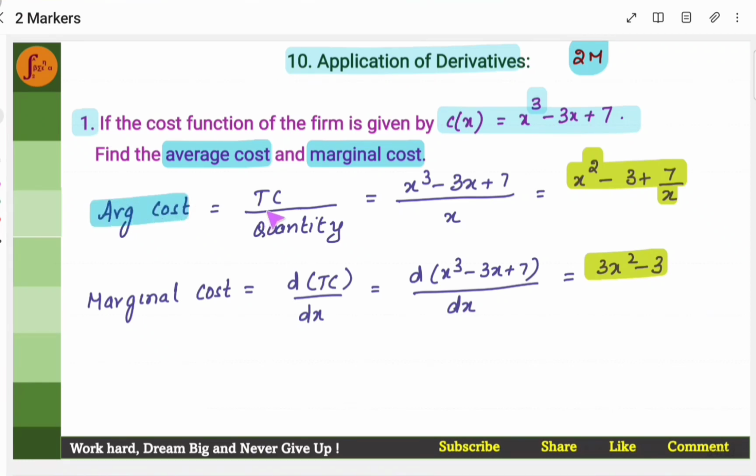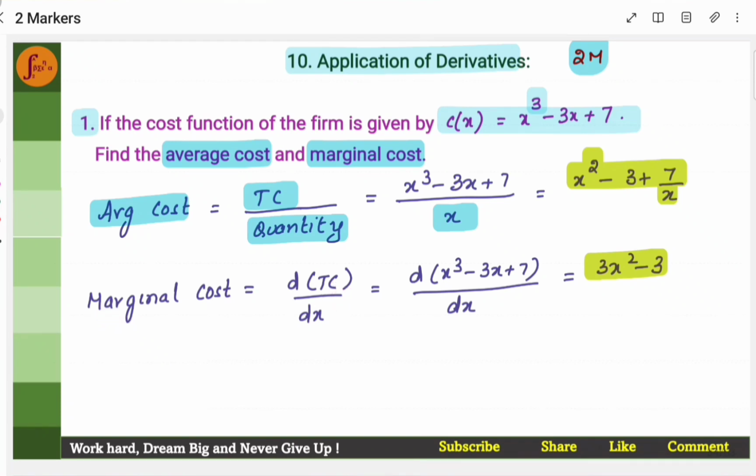Average cost is total cost by quantity. Total cost is nothing but the cost function. Put the cost function here. Quantity is always x, or they would have given in the question the number of units or number of products, which becomes the quantity. So here x is the quantity. So this is the average cost.